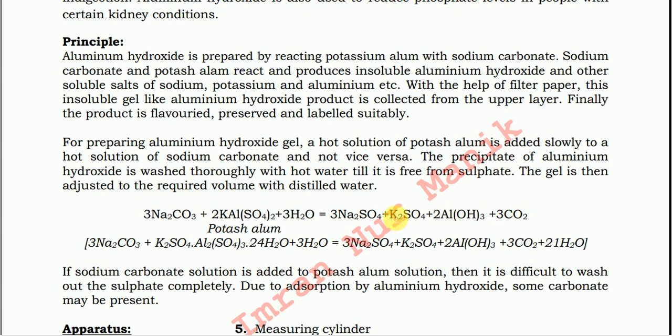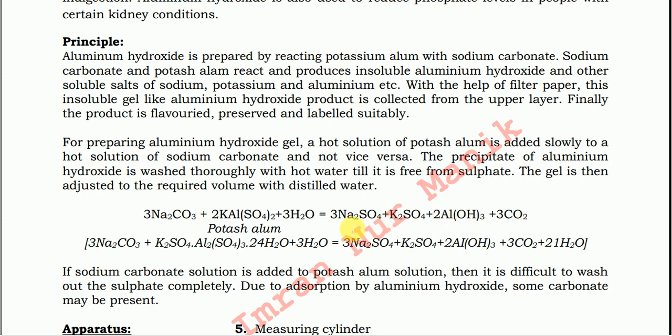So the production of aluminum hydroxide gel involves a reaction that takes place between sodium carbonate and potash alum. And the reaction produces sodium sulphate. It is a salt which is insoluble. Potassium sulphate is also a salt which is also insoluble. Aluminum hydroxide is our desired product. It is insoluble and it produces a turbidity in the solution and settles down very slowly. The byproduct is carbon dioxide. Carbon dioxide is a gas and it easily escapes from the reaction solution and mixes with the environmental air.